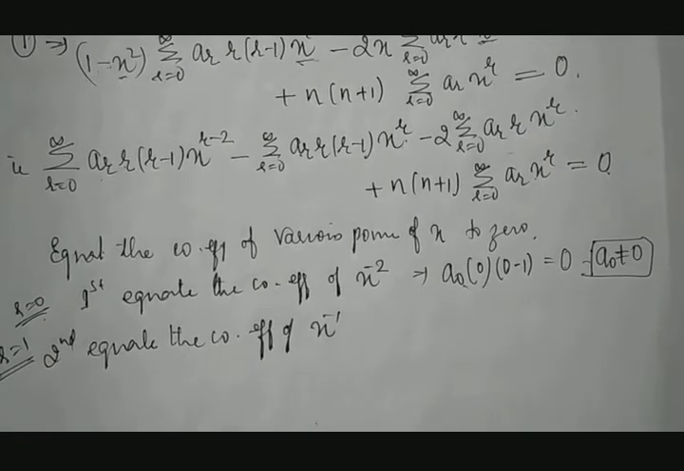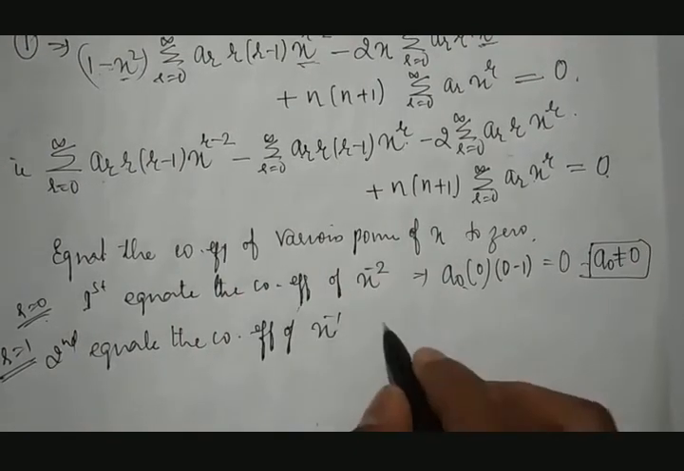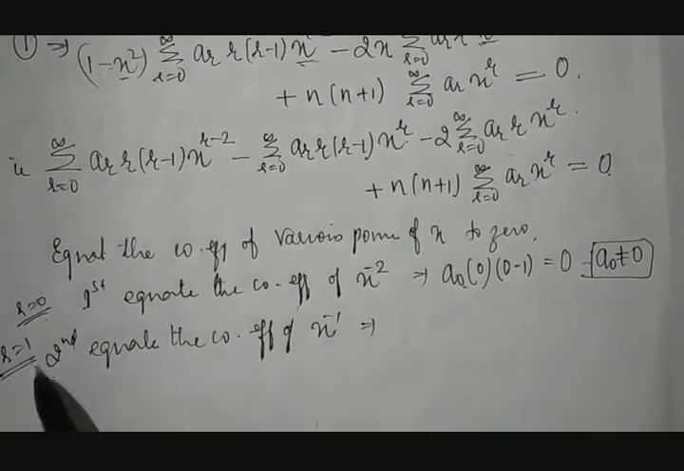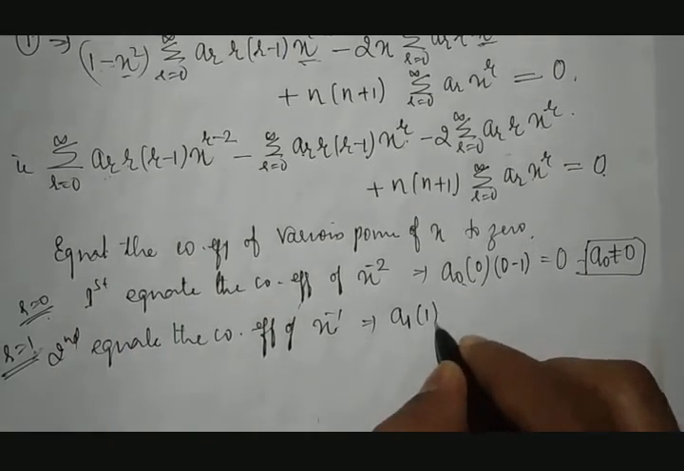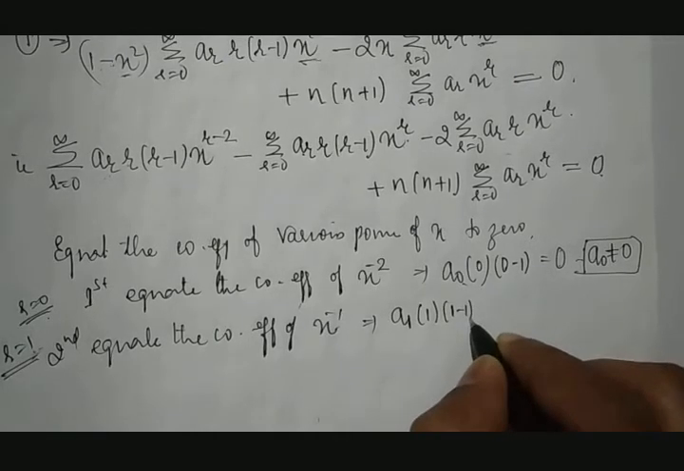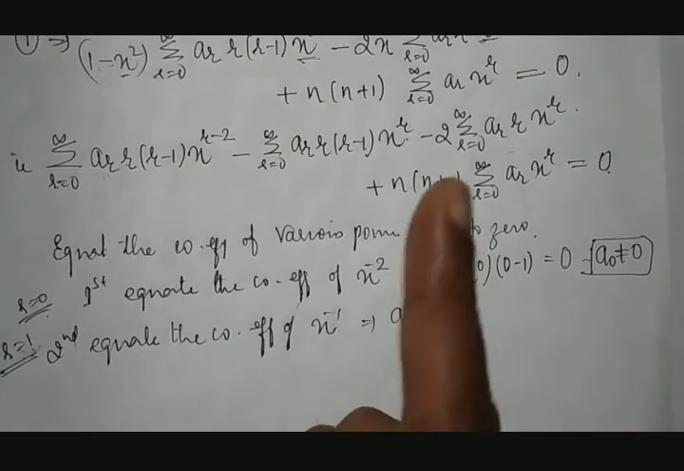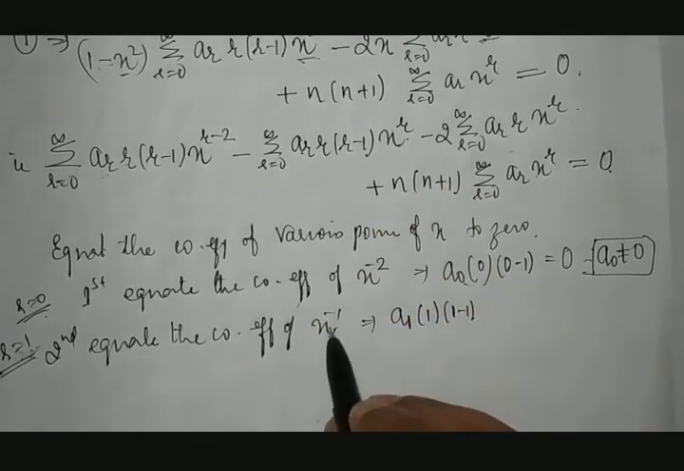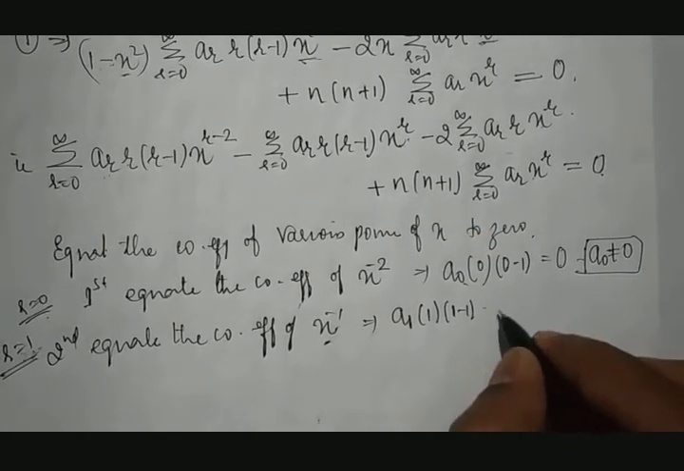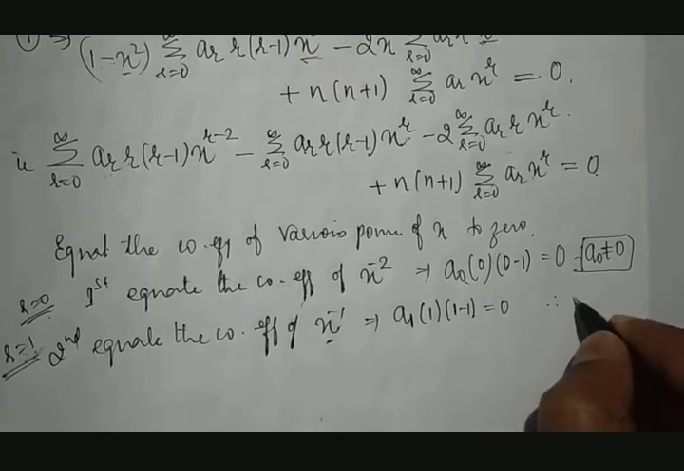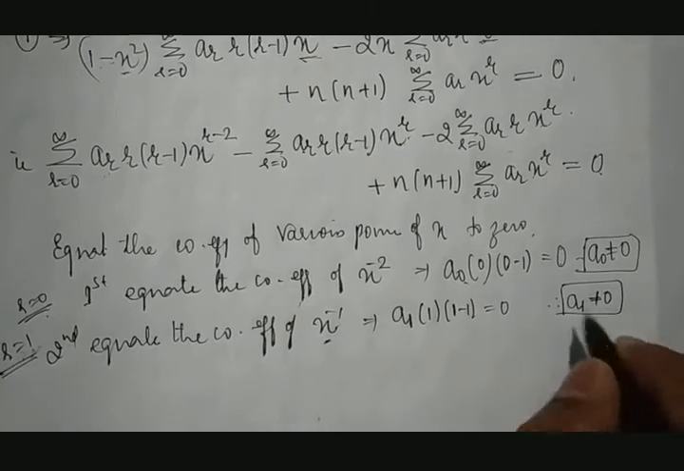If you put r equal to 1 here, then what happens? It becomes 1 minus 2, so it becomes x raised to minus 1. So put r equal to 1 in this case. Then it becomes a1 into 1 into 1 minus 1. This cannot be taken because if you put r equal to 1, it becomes x raised to 1. So comparing x raised to minus 1 and x raised to 1, x raised to minus 1 is the least degree term. So this is equal to 0. Therefore, a1 also cannot be equal to 0.